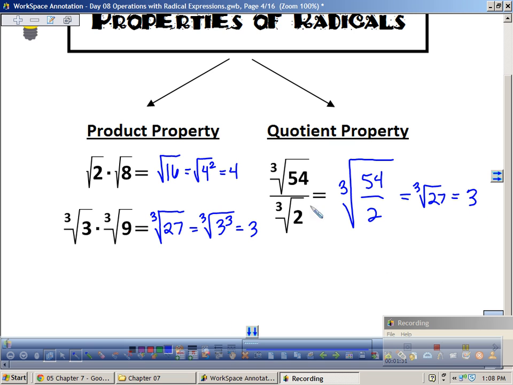Believe it or not, besides these cubed roots, this is all 7th grade math. Right? Some of you, I taught this to you.